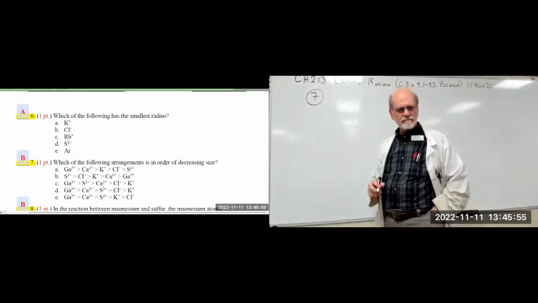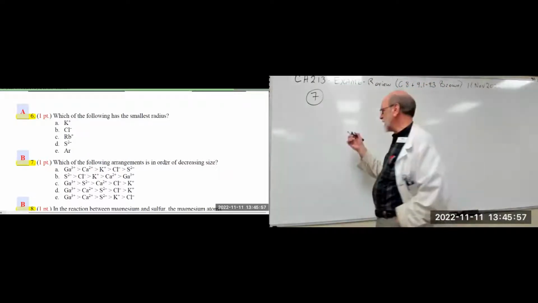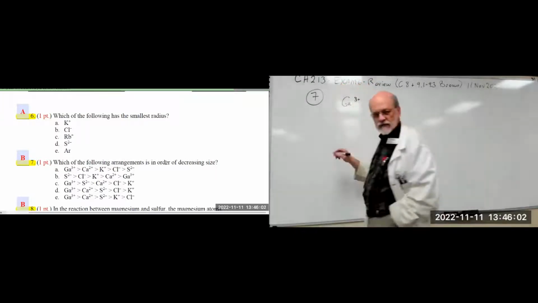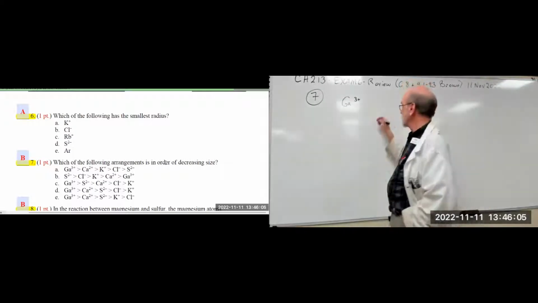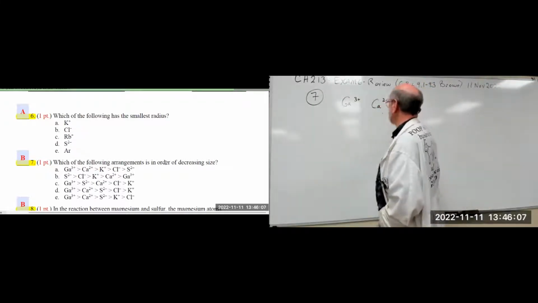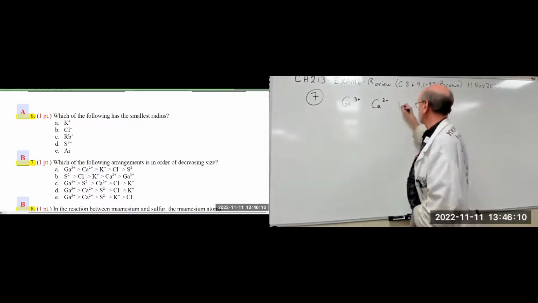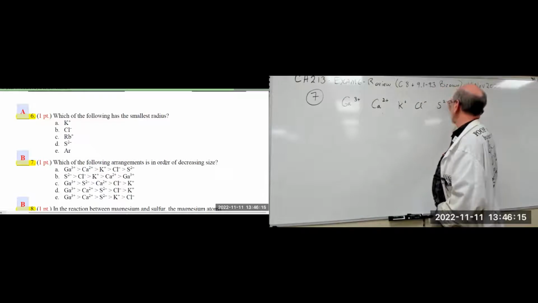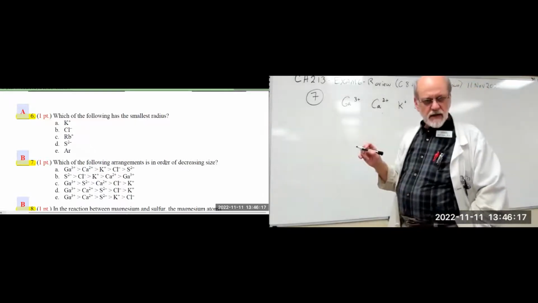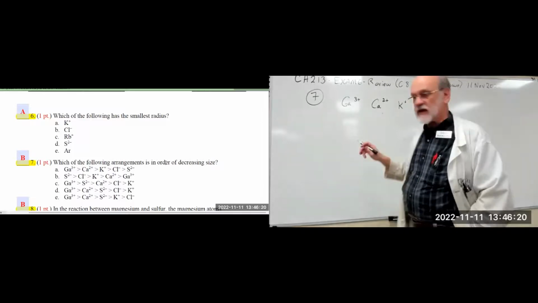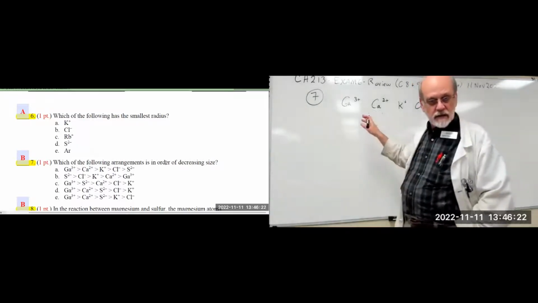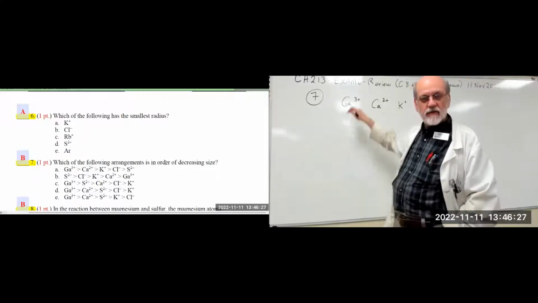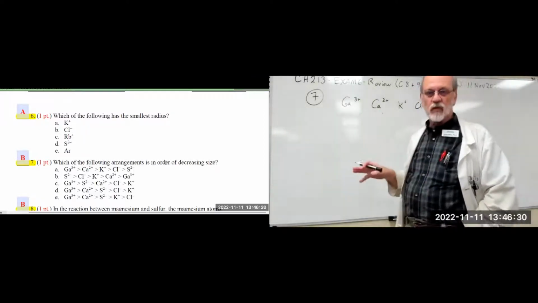So what do we have here? We've got gallium 3+. Taking the inventory of what we've got available: calcium 2+, potassium, chlorine, and sulfur ions. Okay, B has sulfur, chlorine, potassium, calcium, gallium, all those. Gallium, sulfur. Okay, they all have the same. So we've got them all up here. We just have to put them in order.